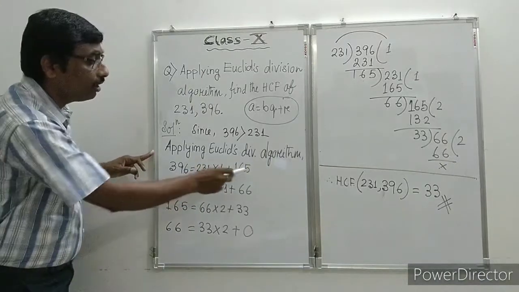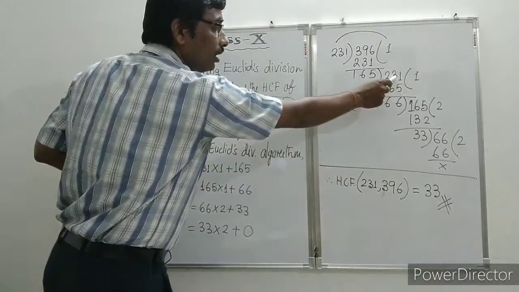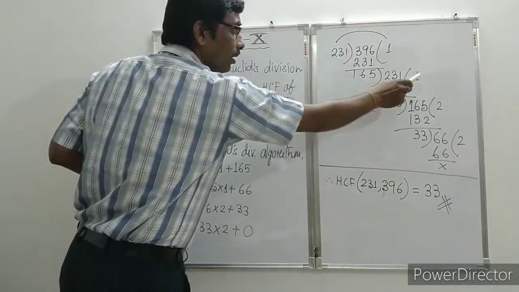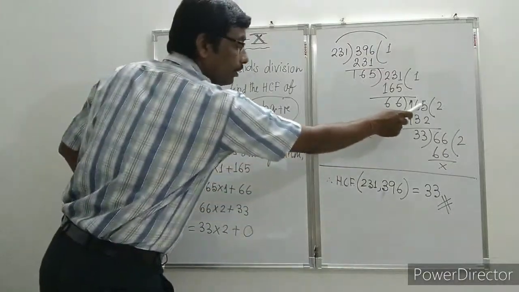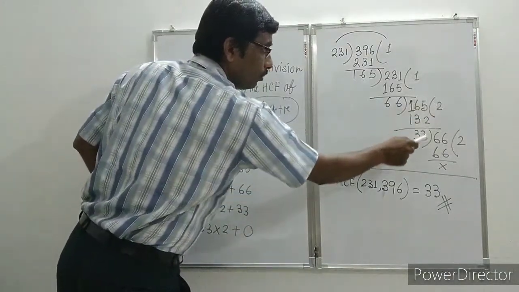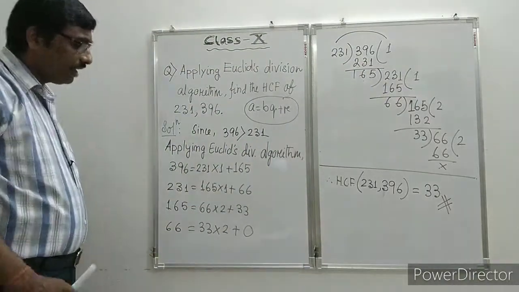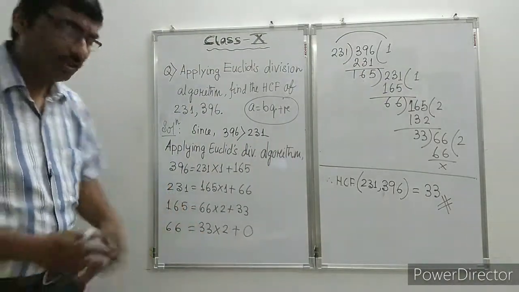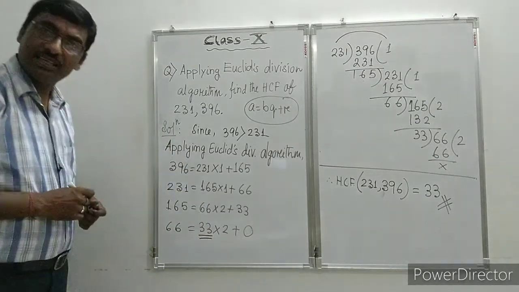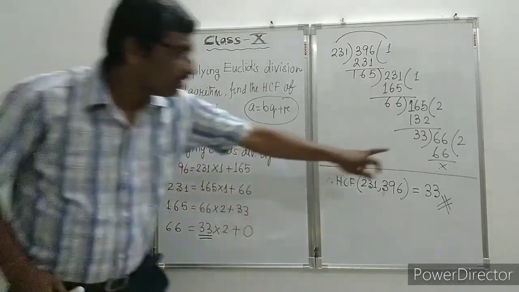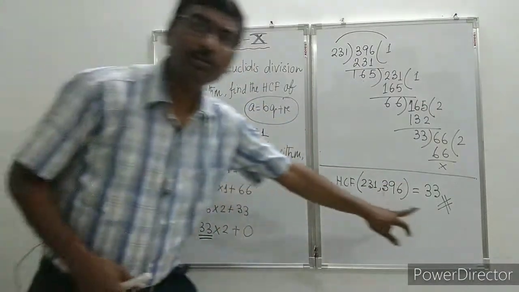So 231 equal to 165 into 1 plus 66. Again 165 equal to 66 into 2 plus 33. So in this way we will write. Now as soon as we get the remainder 0, then according to the algorithm, B, that is the divisor, is the HCF. So the last divisor was 33, so HCF is equal to 33.